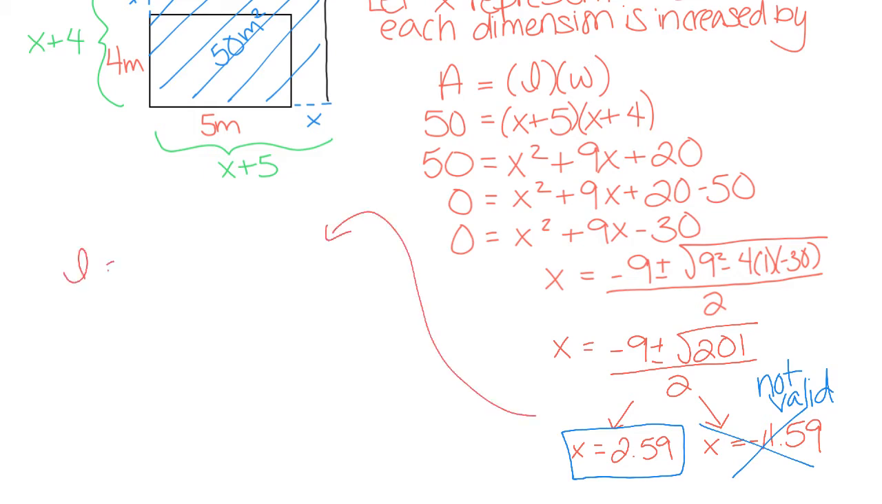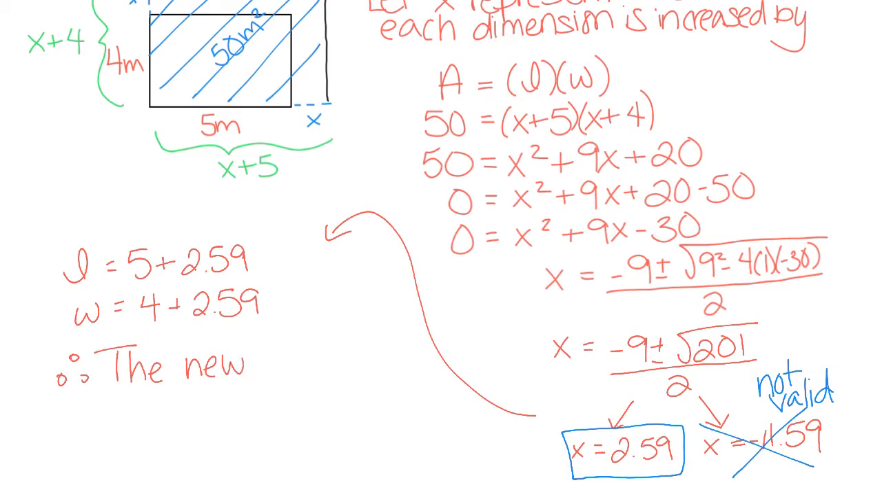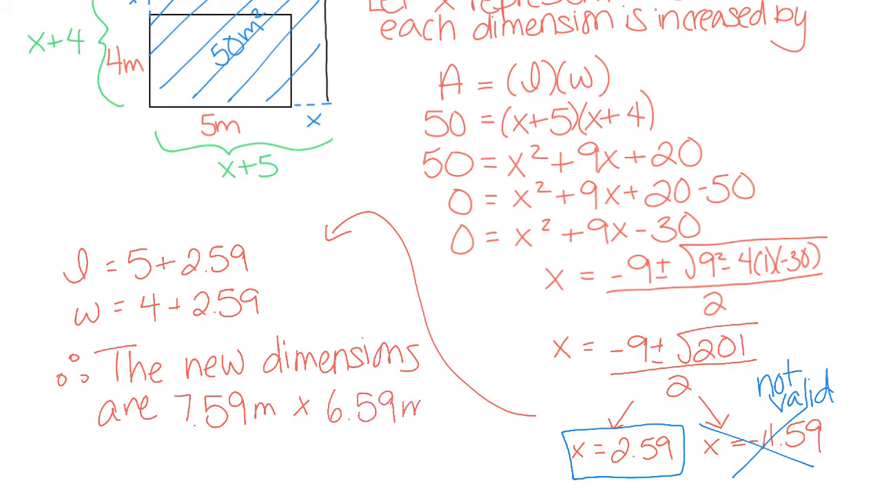So my length is going to be that x plus 5, so I'm going to have 5 plus 2.59, and then my width is going to be 4 plus 2.59. So then I do my conclusion. So therefore, the new dimensions are 7.59 meters by 6.59 meters. Okay.